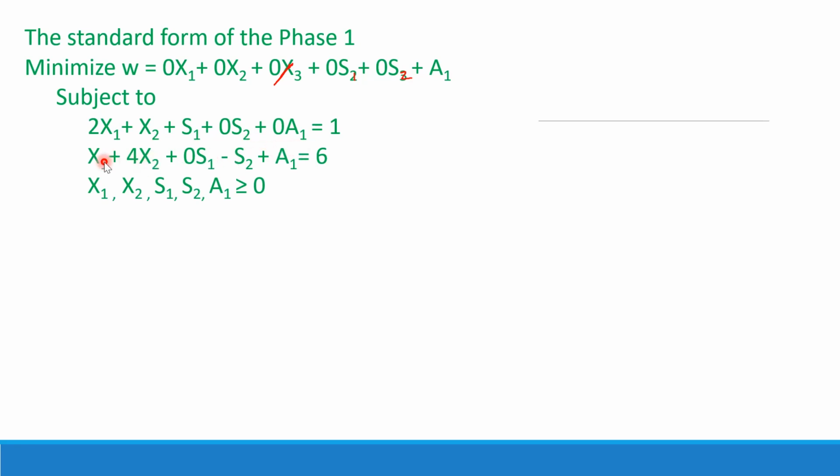Okay, and the second constraint is x1 plus 4x2 plus 0s1, since s1 is not present in the second constraint, minus s2 because it is subtracted, plus a1 equal to 6. So this is your problem now, and this problem is to be solved by using the simplex method.